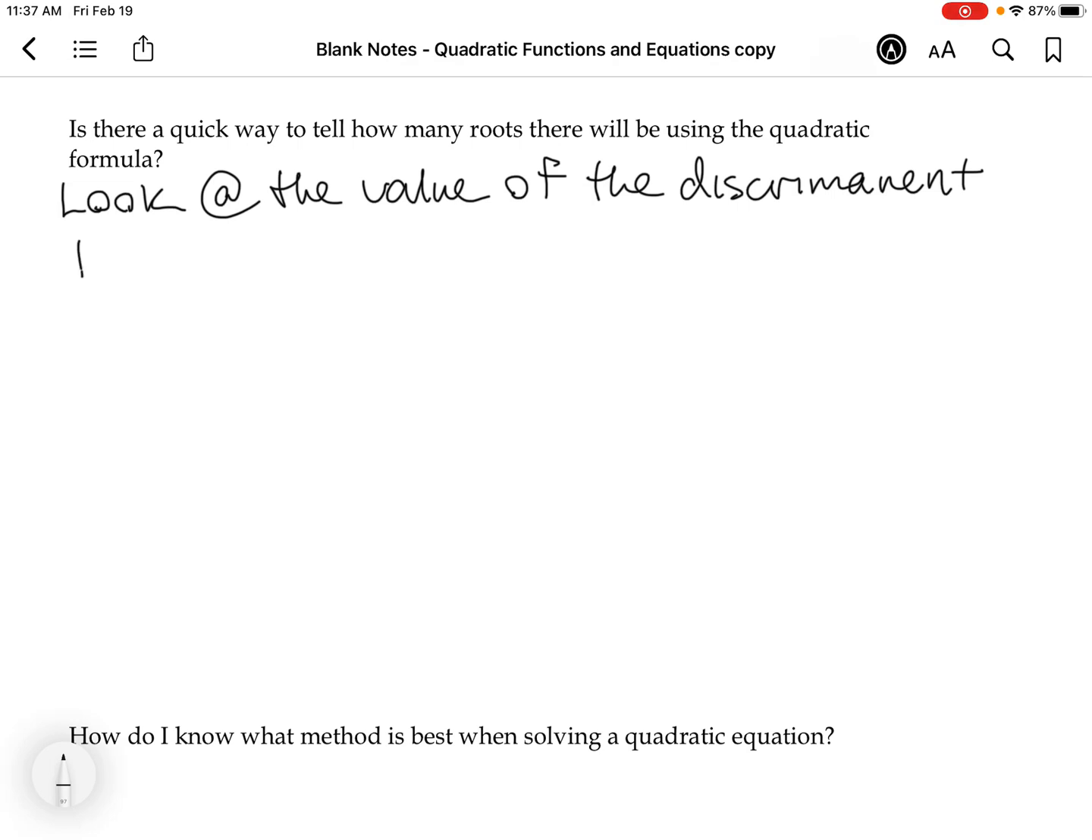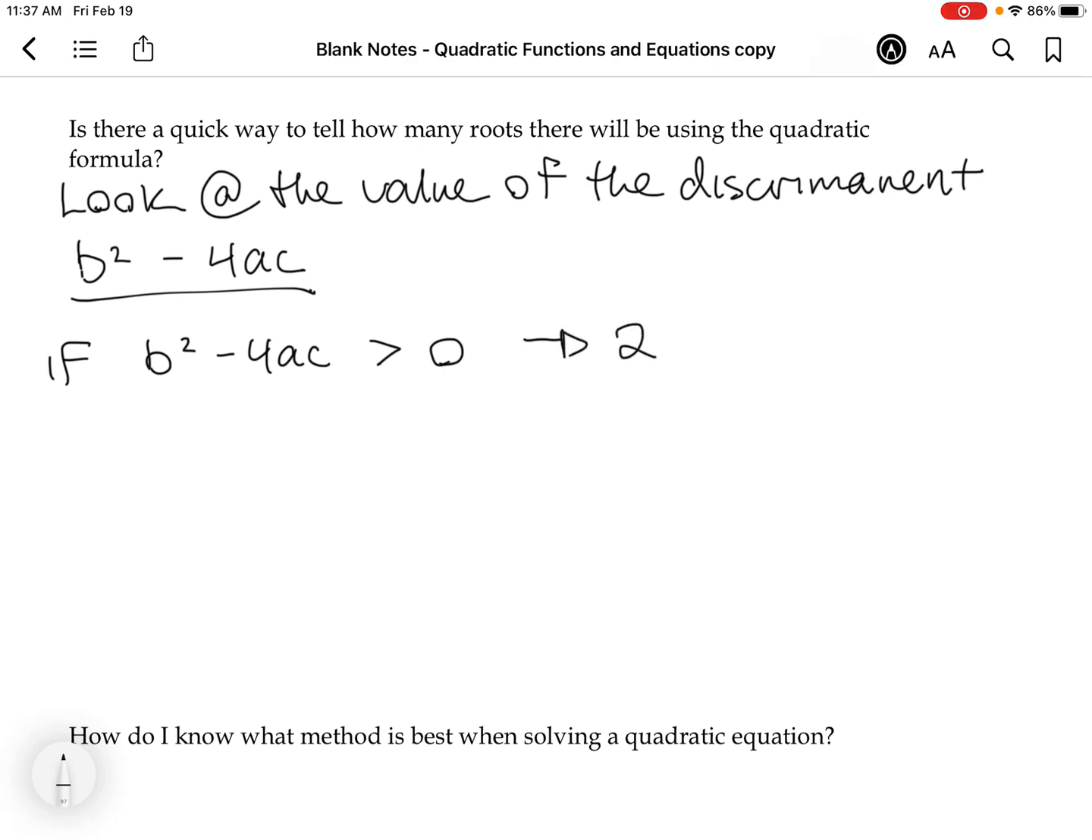And the discriminant is b squared minus 4ac. Okay? If b squared minus 4ac is positive, then you will get 2 real roots or solutions. They can be called roots or solutions, okay?